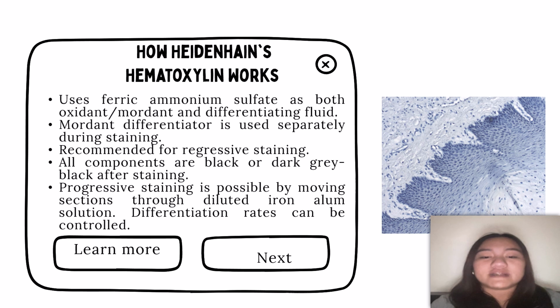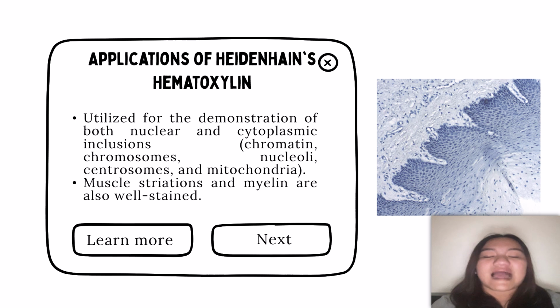Remember that all components are black or dark gray-black after staining. Progressive staining is also possible by moving sections through diluted iron alum solution, because the differentiation rates can be controlled. We use Heidenhain's hematoxylin for the demonstration of both nuclear and cytoplasmic inclusions like chromatin, chromosomes, nucleoli, centrosomes, and mitochondria. Muscle striations and myelin are also well stained using this solution.